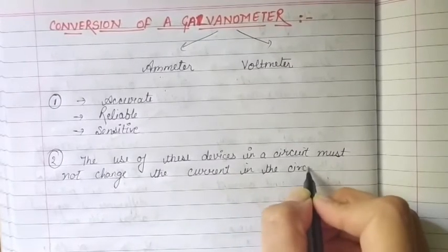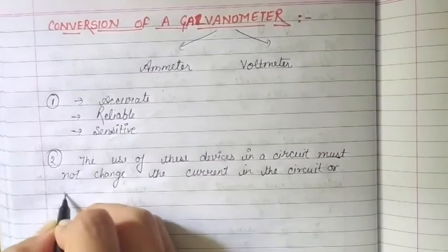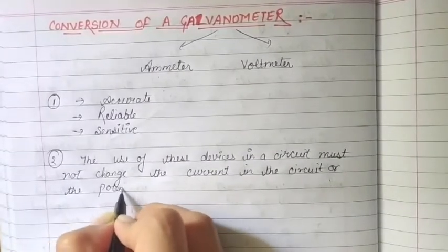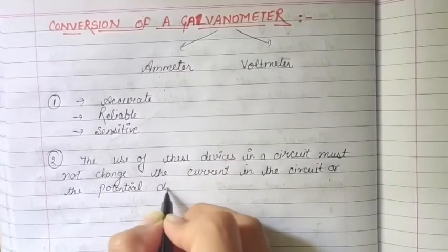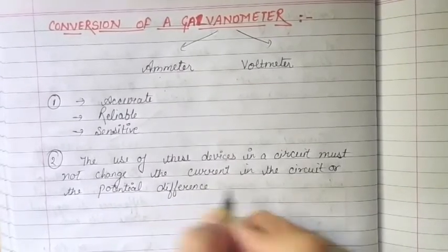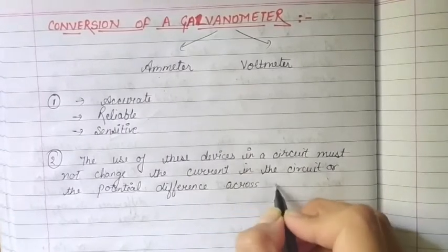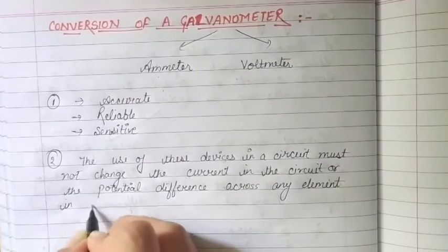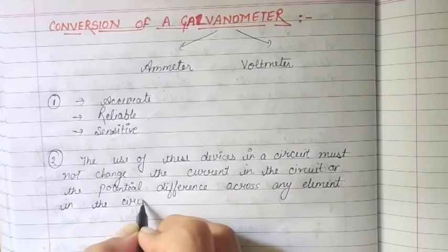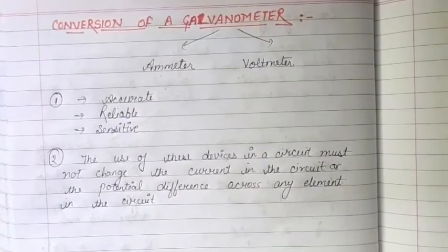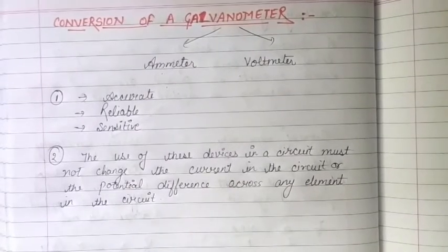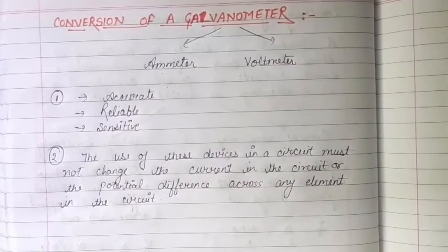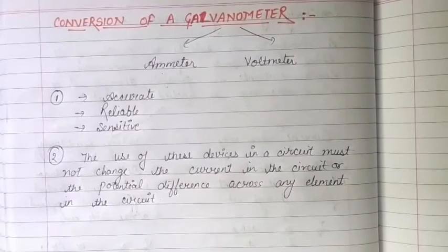or the potential difference across any element in the circuit. So this we have to keep in mind. If we are using it as an ammeter, then the current must not change, and if we are using it as a voltmeter, then the potential difference must not change. Only then can we get the exact results that we need. Okay, so let's see how this conversion can be done.